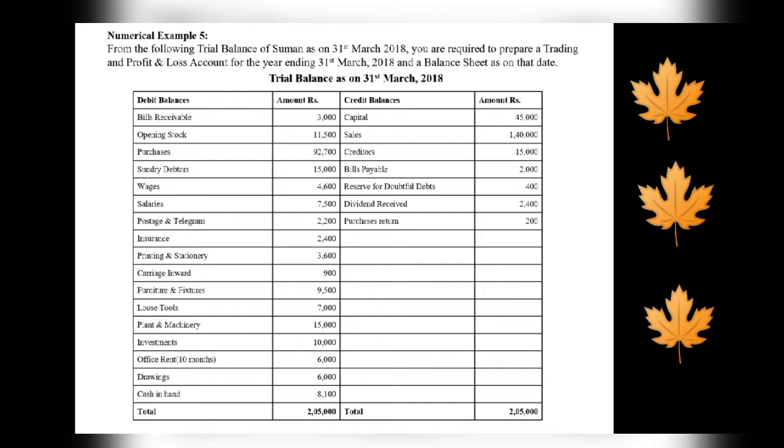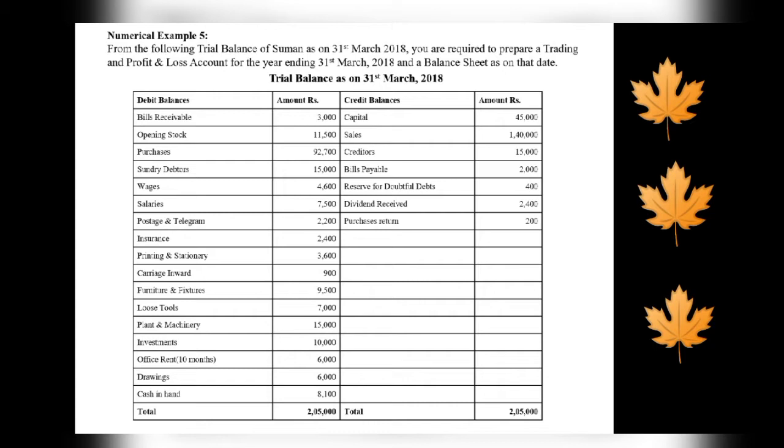So the first debit balance is bills receivable. Bills receivable is a current asset and therefore it will be shown on the asset side of the balance sheet. Opening stock will be shown as the first item to the debit side of trading account. Purchases will be shown to the debit side of trading account after opening stock. Sundry debtors are current assets of the business and therefore they will be shown on the asset side of the balance sheet. Wages are direct expenses and therefore they will be shown on the debit side of trading account.